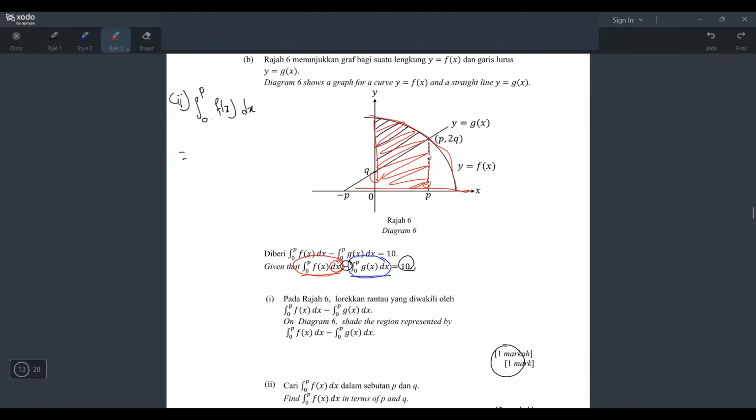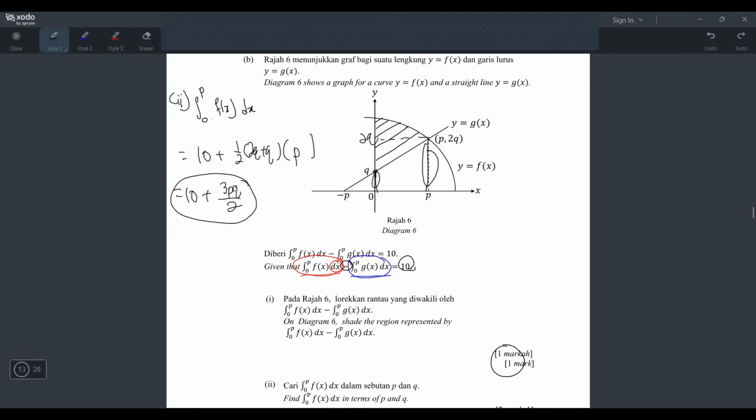But in order to find this area, I already know the area here is 10, right? So I just have to take 10 plus the trapezium, right? So I'm just gonna write 10 straight away and then plus the area of trapezium. And for area of trapezium, you can use the area of trapezium formula, which is 1/2 times sum of parallel sides, which is q plus 2q, because this is 2q. So the length here is 2q, here q. So you get 2q plus q, and then multiply with the distance here, which is p. And then you will get 10 plus, 2q plus q is 3q, so you get 3pq over 2. Yeah, this is the answer. Okay. So hope you understand.